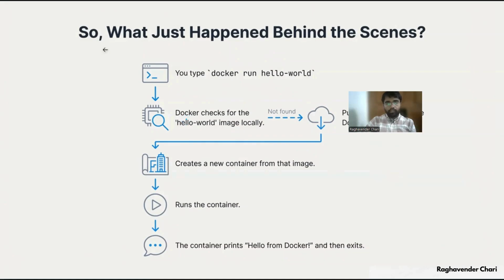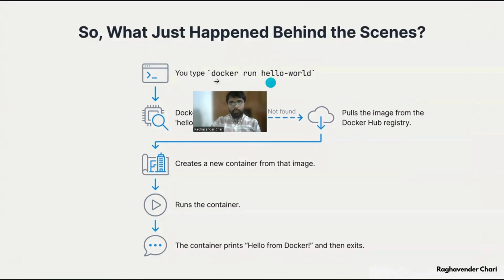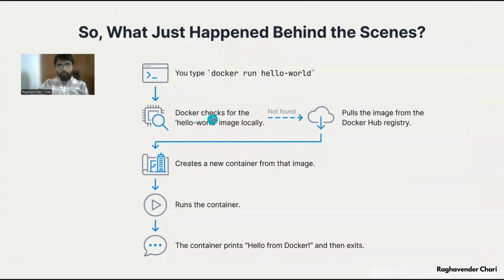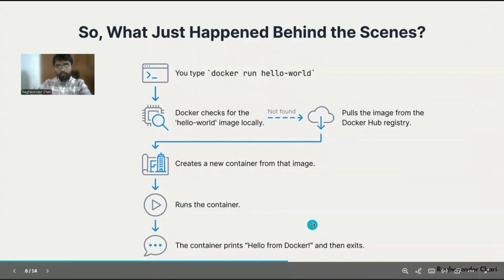So behind the scenes, what happens? Once you type docker run hello world, Docker checks for the hello world image locally, not found, then pulls the image from the Docker Hub registry, creates a new container from the image, and runs the container. So the container prints hello world, hello from Docker, and exits.